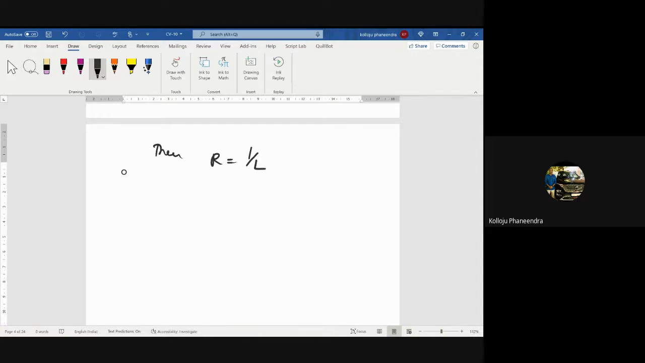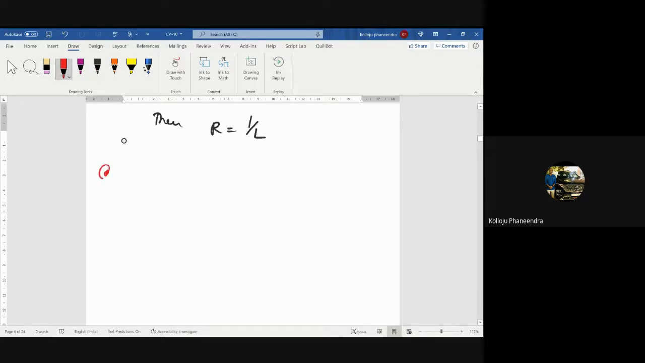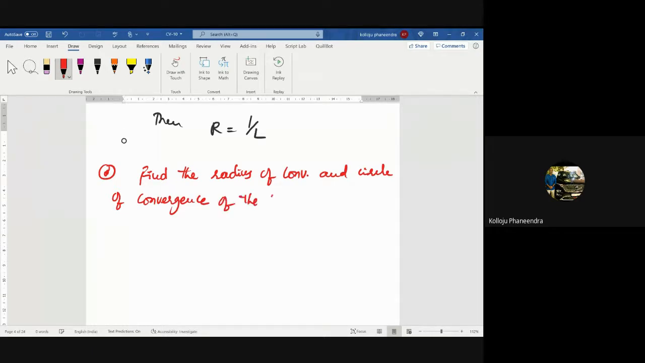Now, the next point. Afterwards, let us solve this. Just one short question will come in this one. Find the radius of convergence and circle of convergence of the following power series. First question.